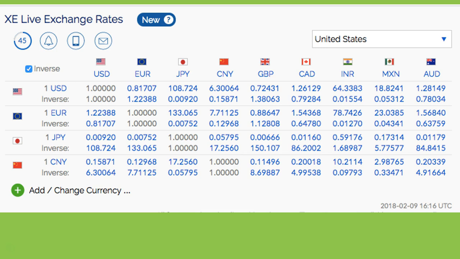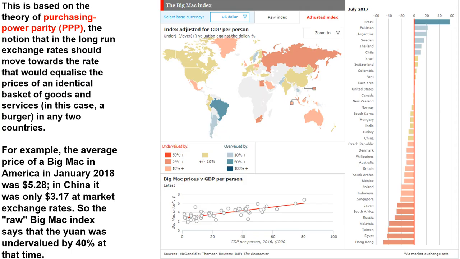One of the things that we have to deal with in exchange rates is something called purchasing power parity. And so purchasing power parity is something where we say, in the long run, exchange rates should move towards a rate where everything is the same. A great example of this is when you go out to get food.